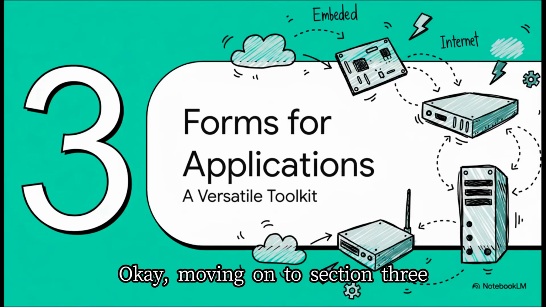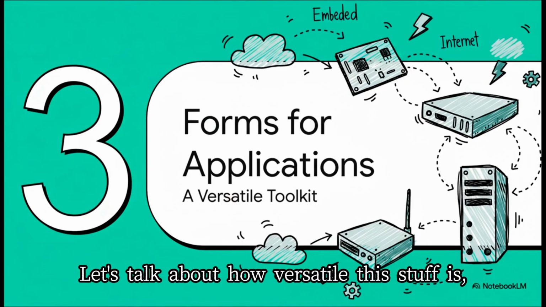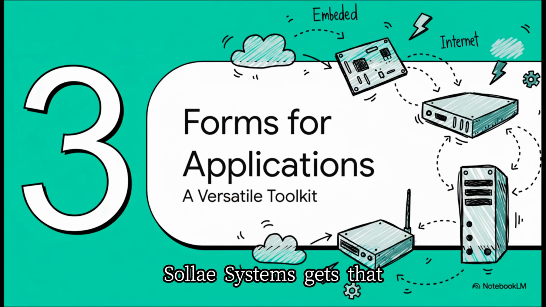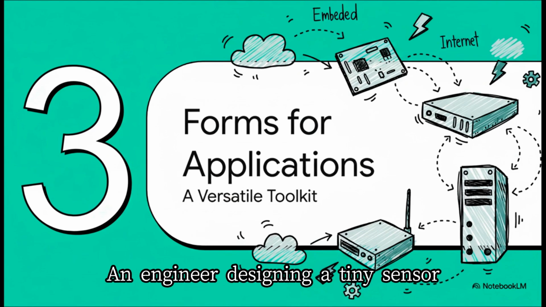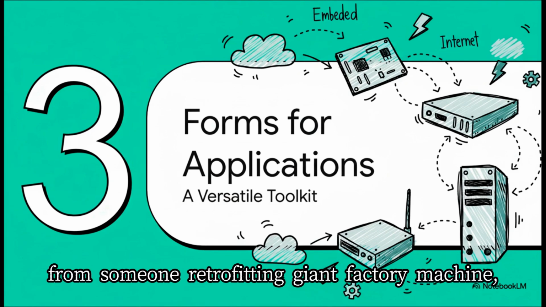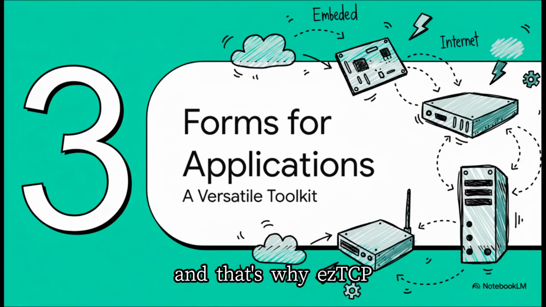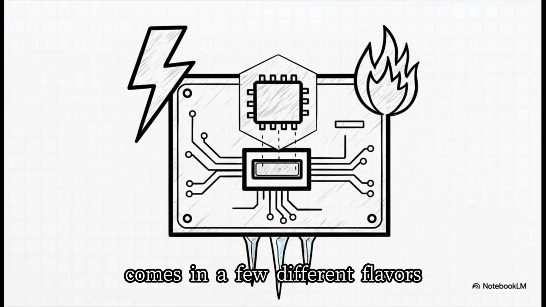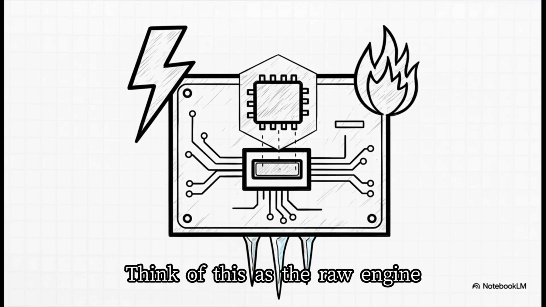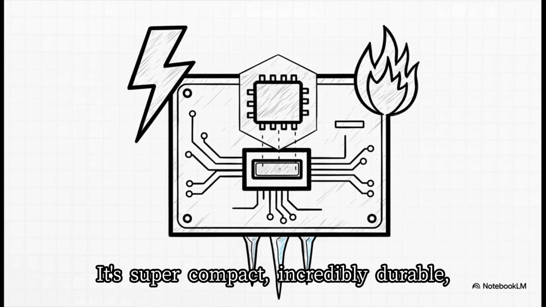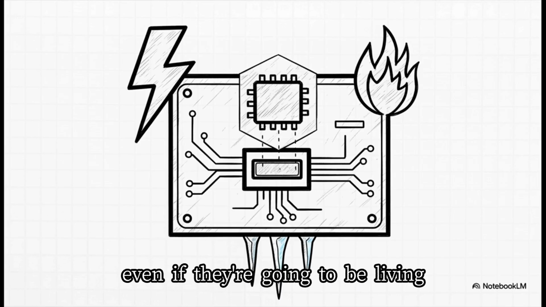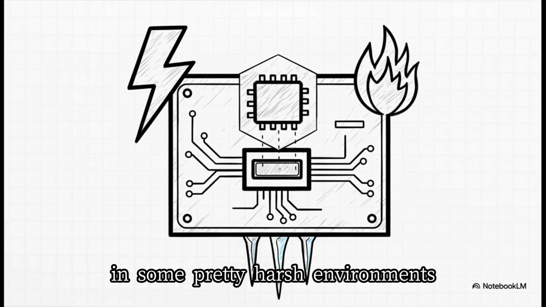Okay, moving on to Section 3. Let's talk about how versatile this stuff is. Because this is not a one-size-fits-all solution. Sollae Systems gets that. An engineer designing a tiny sensor has totally different needs from someone retrofitting a giant factory machine. And that's why ezTCP comes in a few different flavors. So first up, you've got the embedded module. Think of this as the raw engine. It's super compact, incredibly durable, and it's perfect for designing right onto your own circuit boards, even if they're going to be living in some pretty harsh environments.